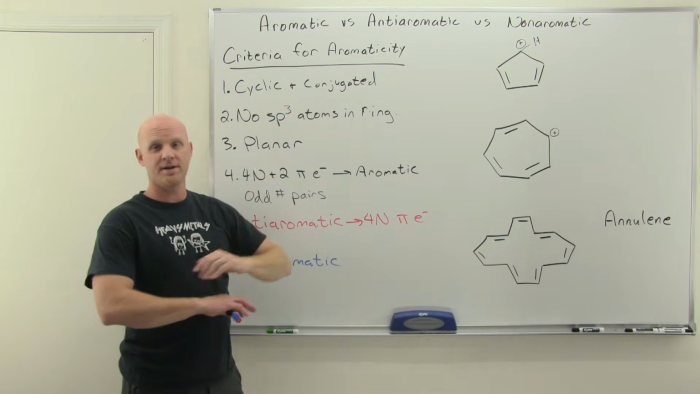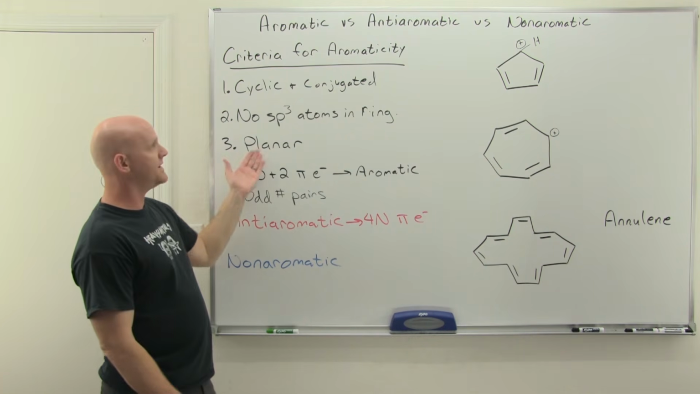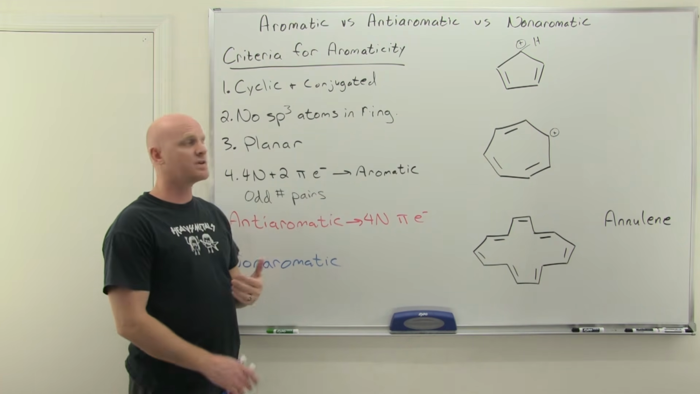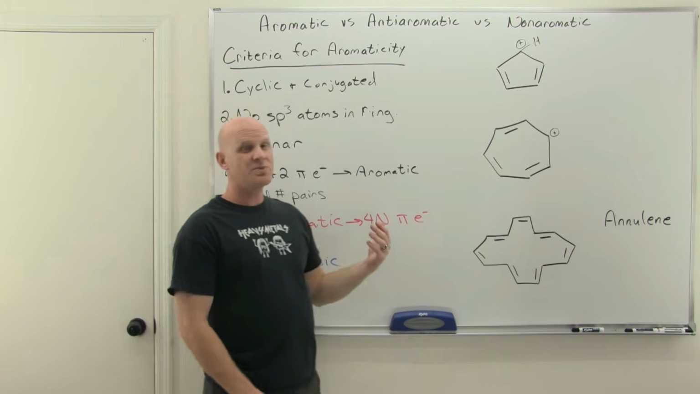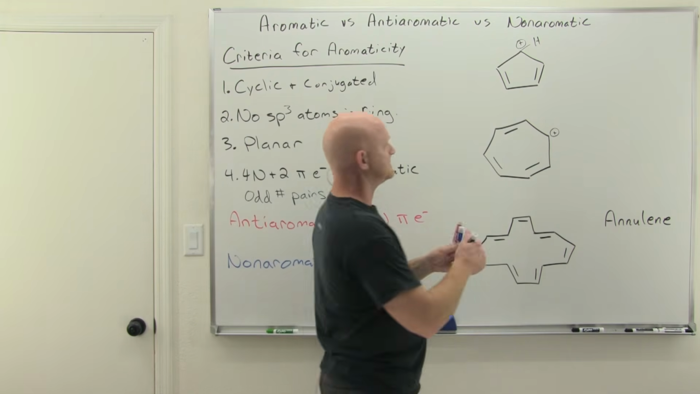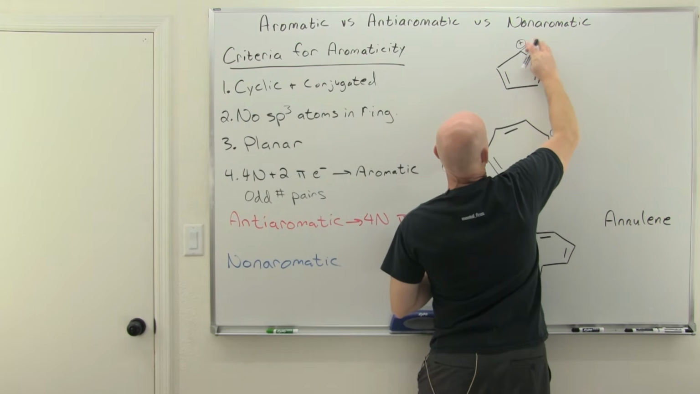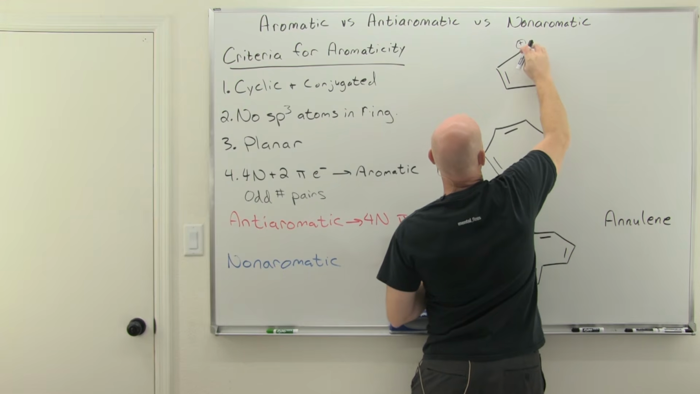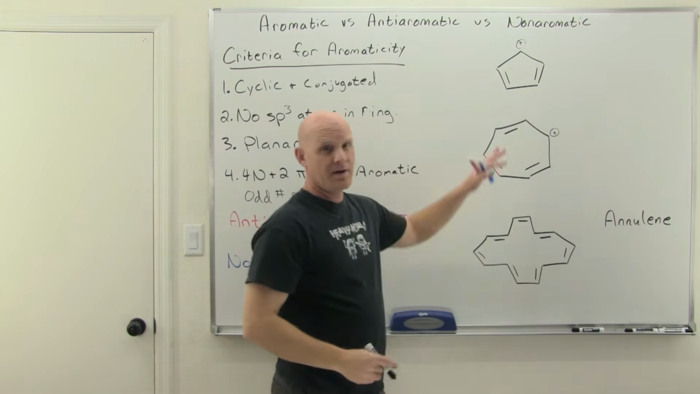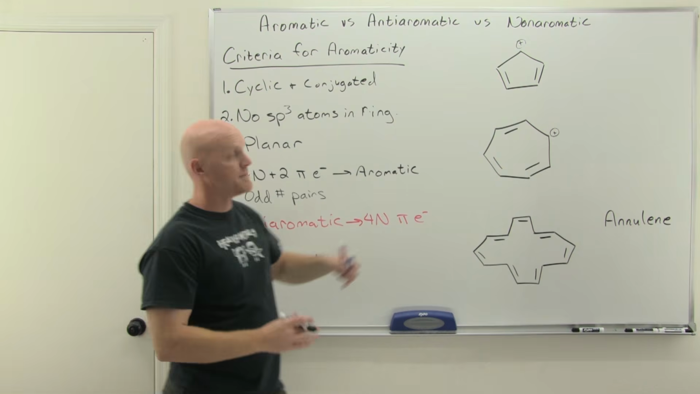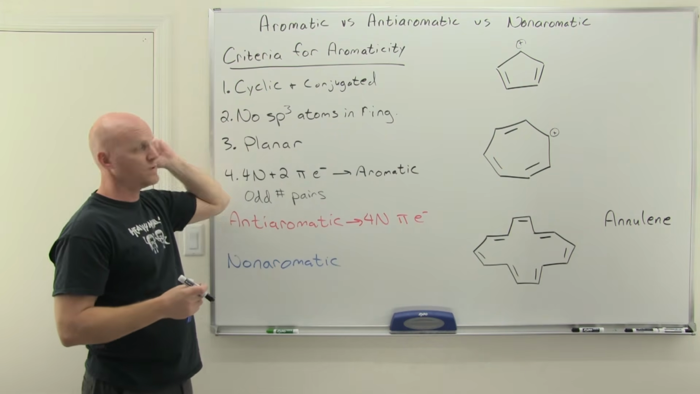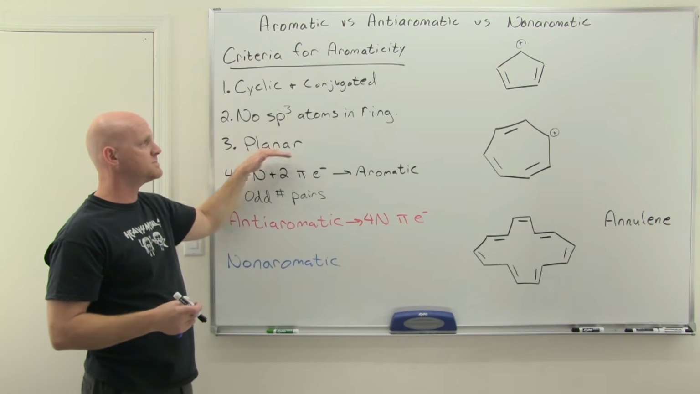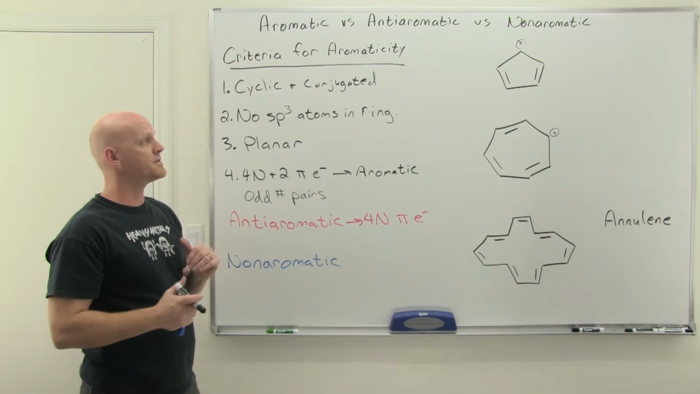Any sp3s in the ring? Nope, they're all sp2. So planar, yeah, he's smaller. He's 7 atoms or smaller, so definitely planar. Then the question really comes down to the number of pi electrons. In this case, I'm going to just erase that hydrogen. It's still there. So both of these are in the same boat at this point. They both passed the first 3 rules. Cyclic and conjugated, no sp3s, planar. So the question is the number of pi electrons.